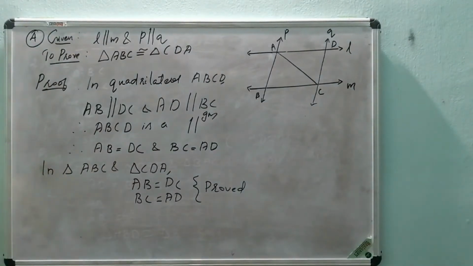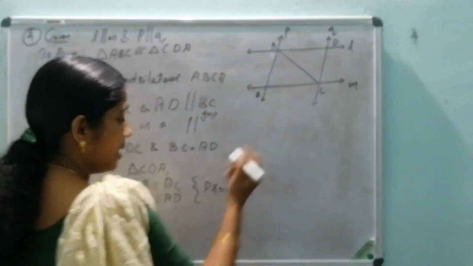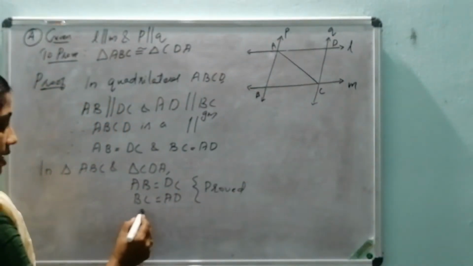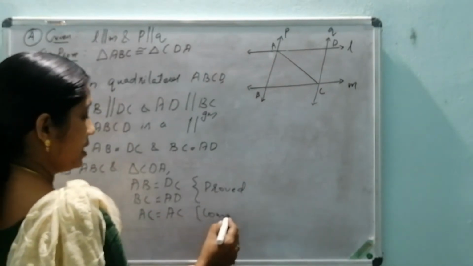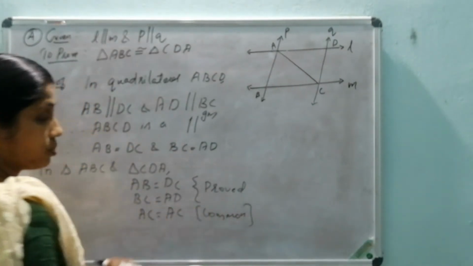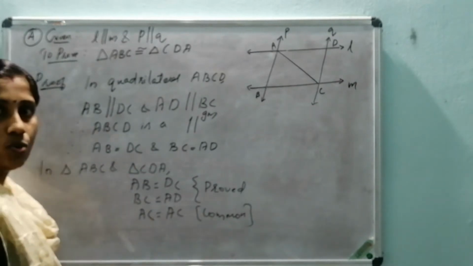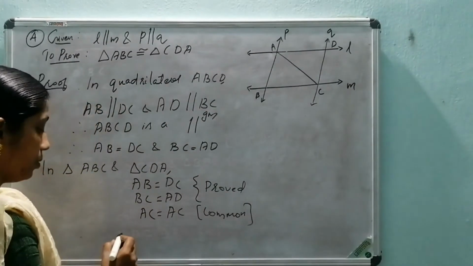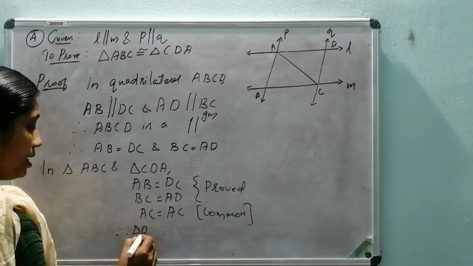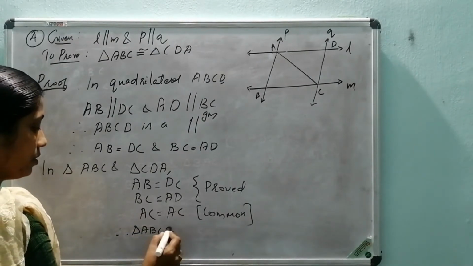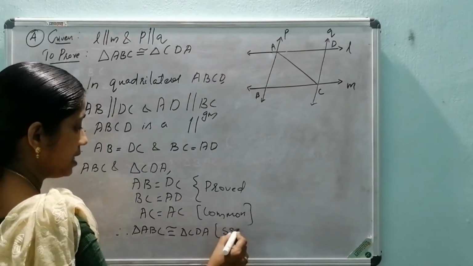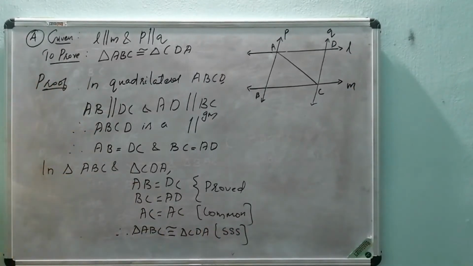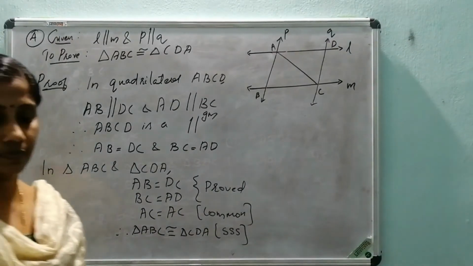And then look at the AC there. What about AC? It is common in both the triangles. So we can write AC is equal to AC, common. Thus the three sides are equal. So by SSS rule we can say that the triangles are congruent. Therefore triangle ABC is congruent to triangle CDA by SSS congruence rule.